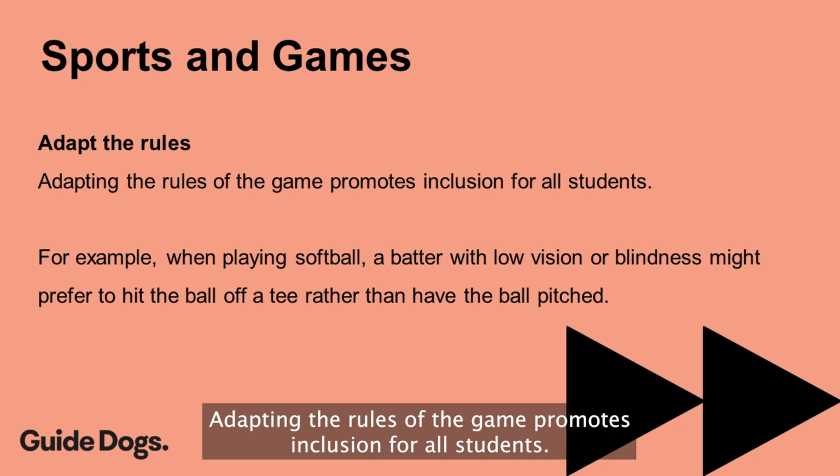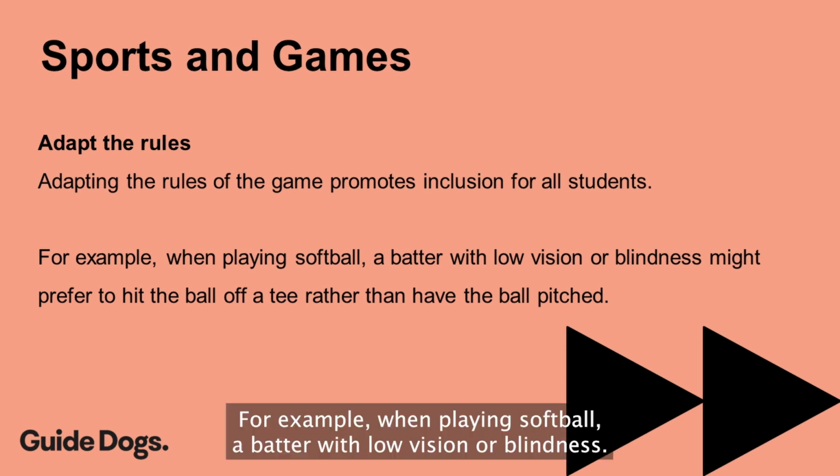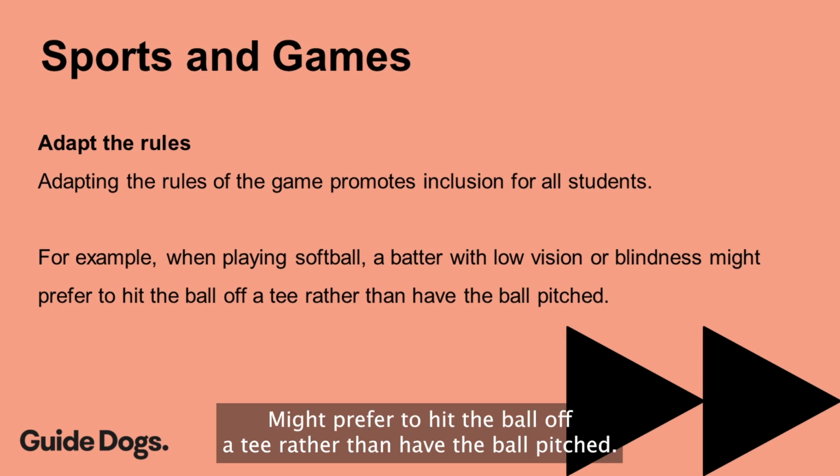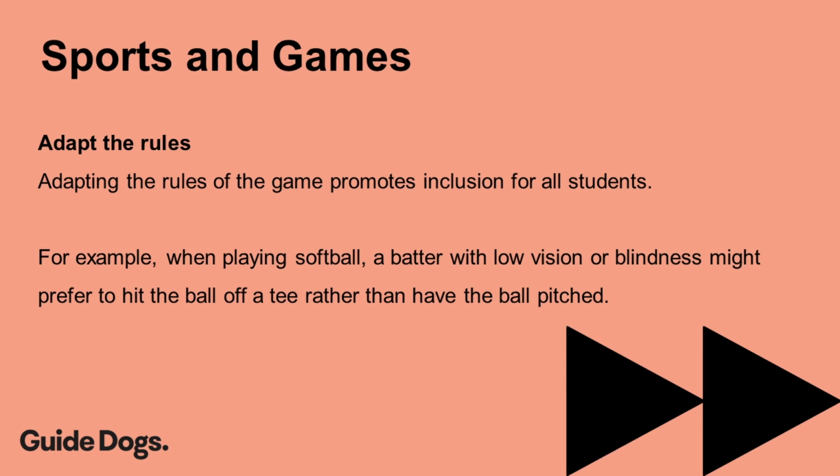Adapt the rules. Adapting the rules of the game promotes inclusion for all students. For example, when playing softball, a batter with low vision or blindness might prefer to hit the ball off a tee rather than have the ball pitched.